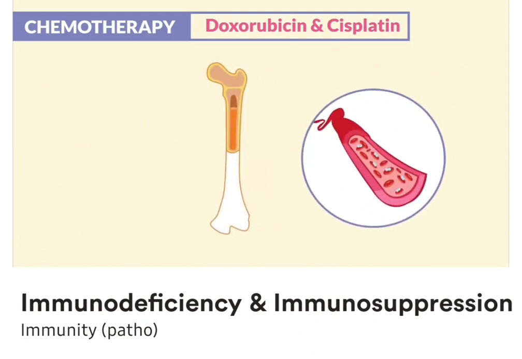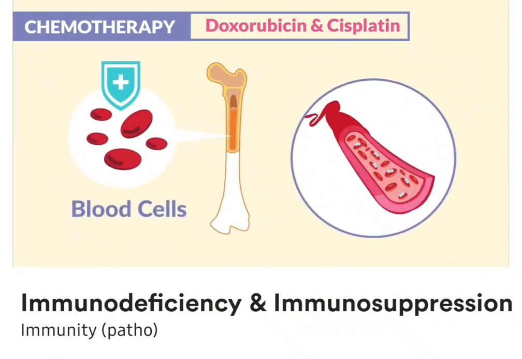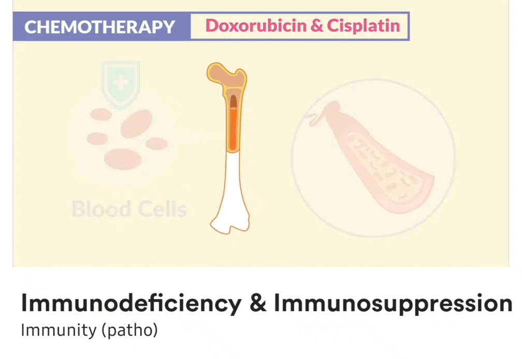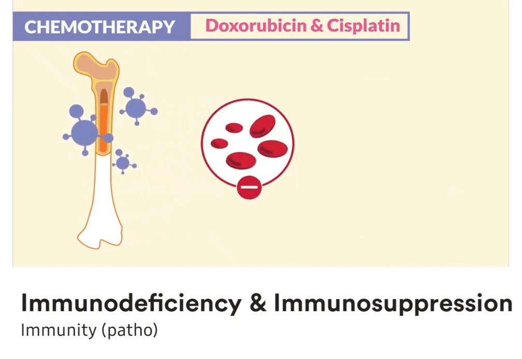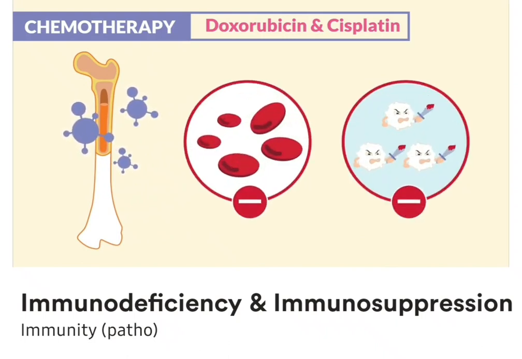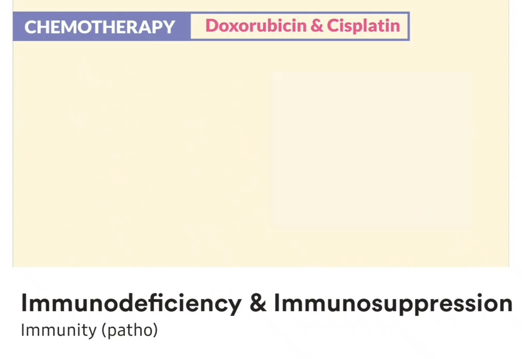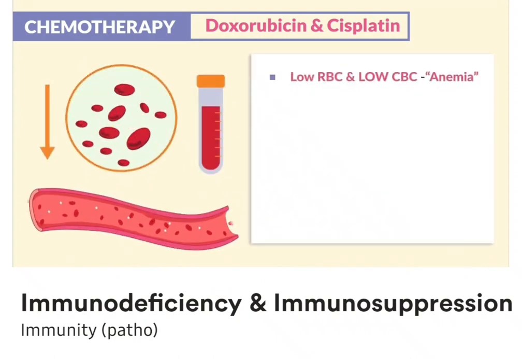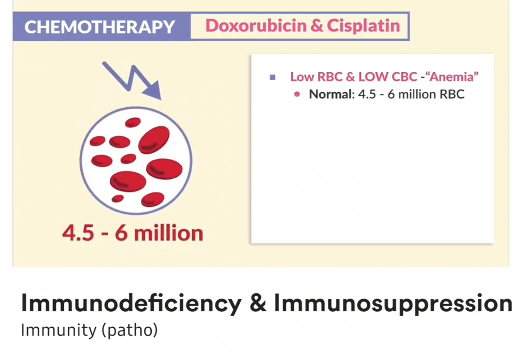The bone marrow is responsible for making all the most important blood cells in the body to help protect us as well as give us perfusion and oxygenation. So when the bones get suppressed, we get suppressed blood and suppressed immune system. Low RBCs results in low blood volume, aka anemia. Normally between 4.5 to 6 million RBCs, but these will be decreased.